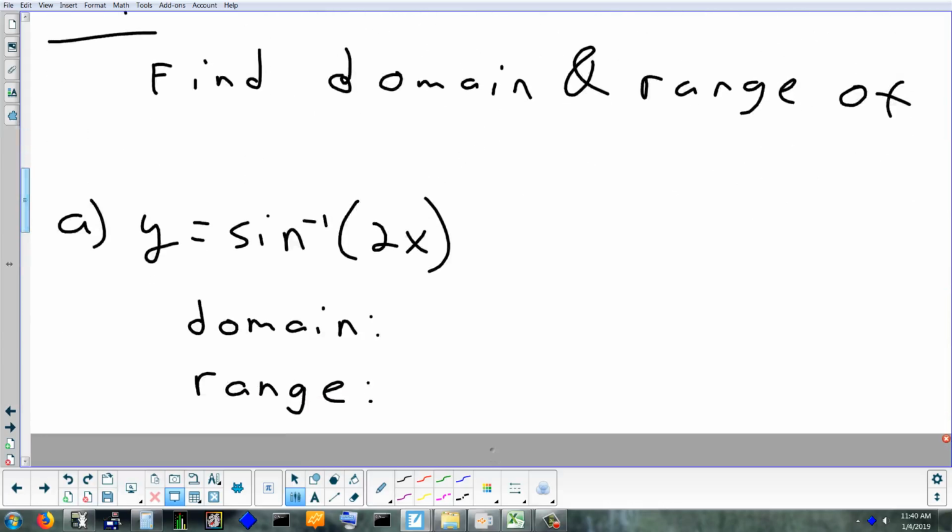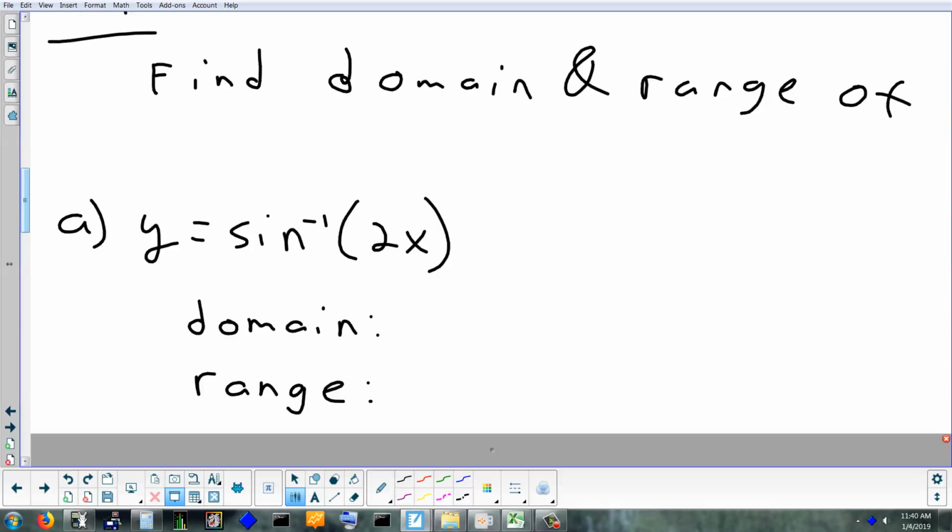Well, how many transformations are happening in A? Could be a lot worse, but there's only one. So if there's only one transformation, then one of the domain or range is going to stay the same. Which one is going to stay the same? Robin? Range. The range, yeah. We're not doing anything outside the parentheses, so the range stays the same.